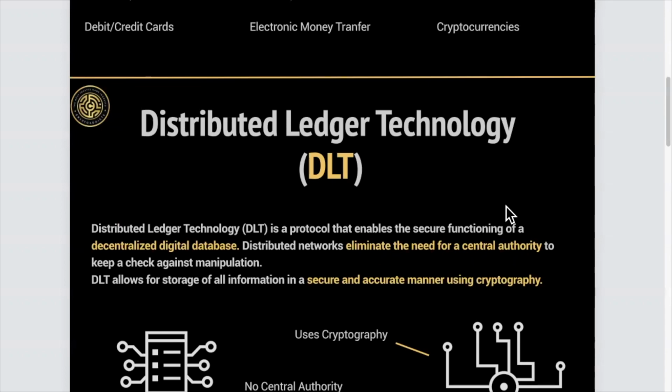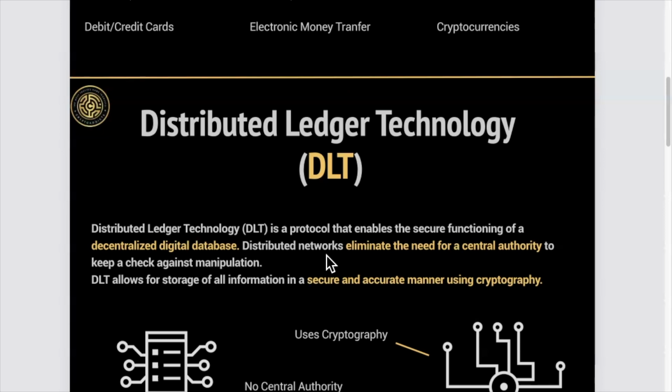So a decentralized digital database is a virtual place where we can store information that's not all kept in one spot. Distributed networks eliminate the need for a central authority to keep a check against manipulation. What that means is that the system not being all in one place eliminates the need for one authority to make decisions to protect, preserve, or make progress to that technology. Most networks today have a central point of authority that has to make decisions, upgrades, updates, and anything else to that network. Their main job is normally network security, which is protecting it from outside attack.